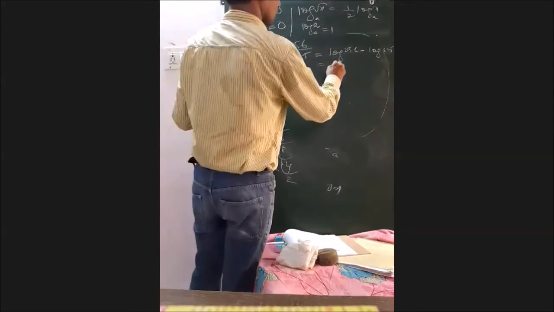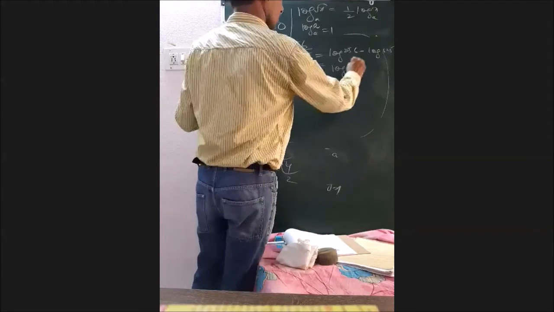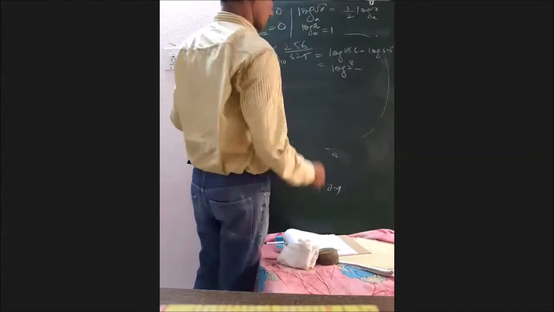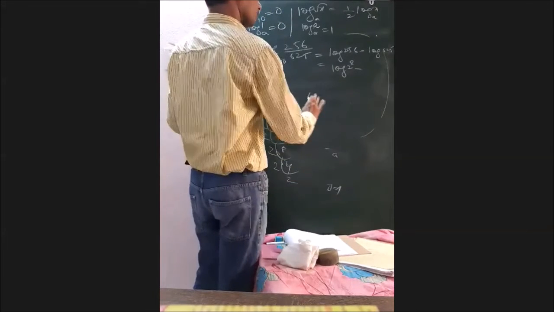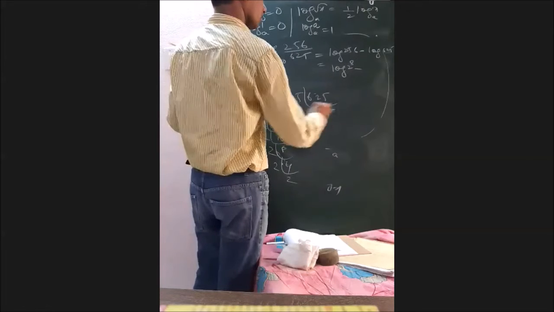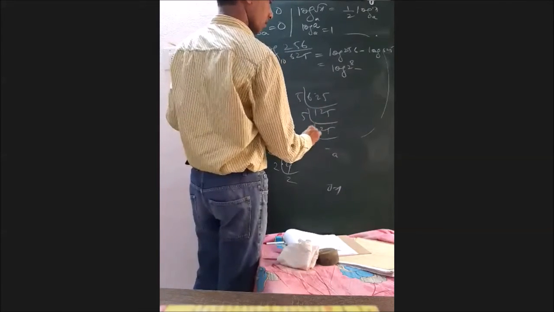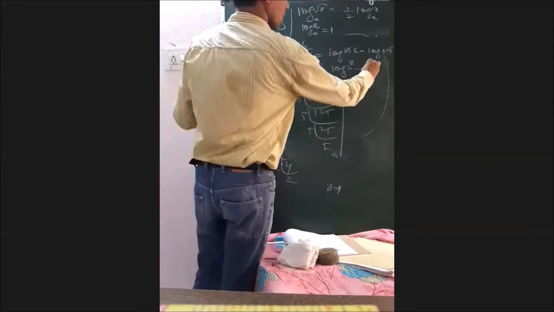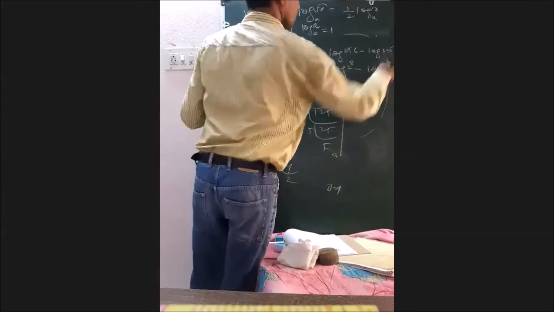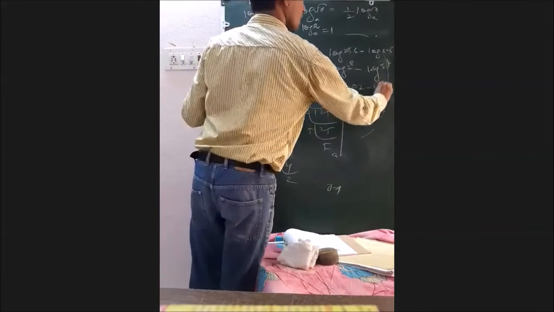Now I can write log 256 as 2 to the power of 8. Similarly 625: divide by 5, 125, 25, 5. How many times? 4 times, so 5 to the power of 4. Now it can be written as 8 log 2 minus 4 log 5.